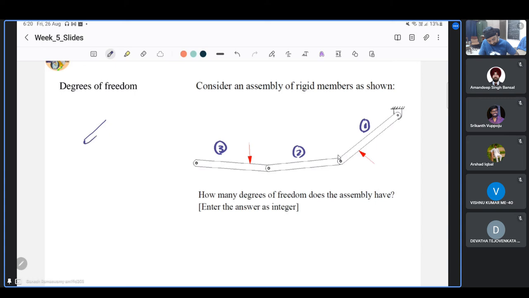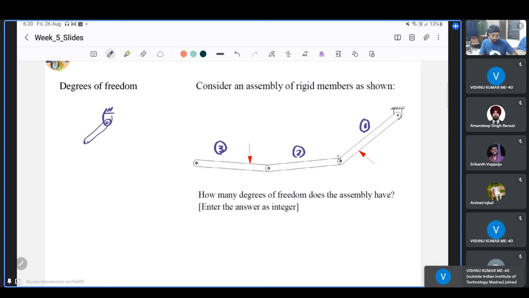Just the first link which is hinged over there can only rotate either this way or that way. So it has only one degree of freedom. Let us say this is theta 1. So either theta 1 can decrease or theta 1 can increase, but it can only rotate about that point. It cannot translate because it is fixed to the hinge. So this has 1 degree of freedom.